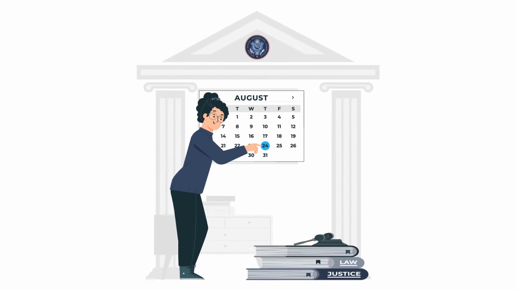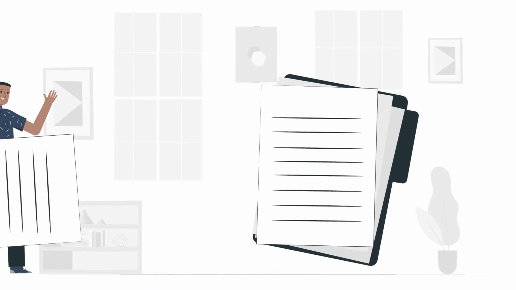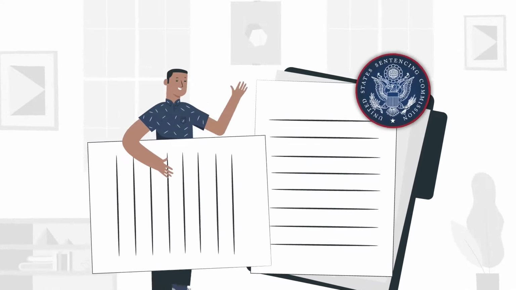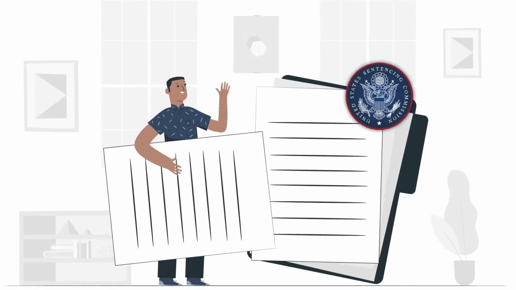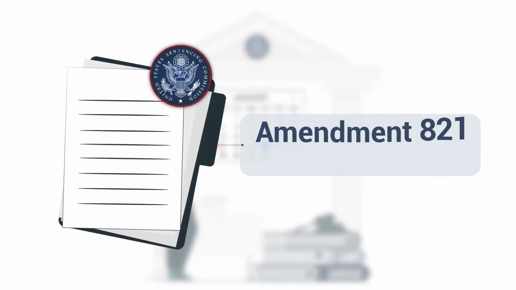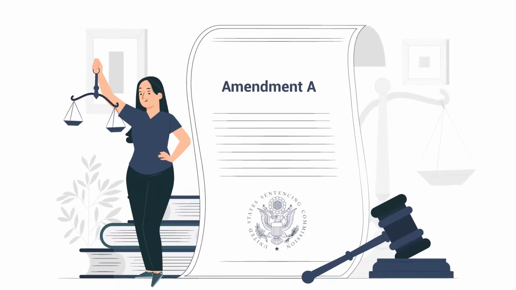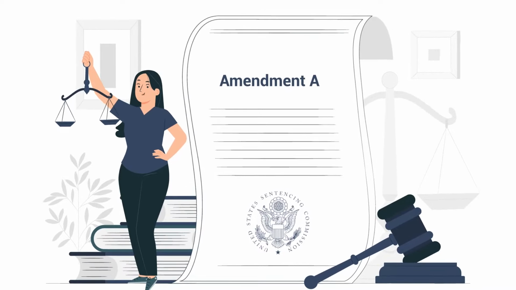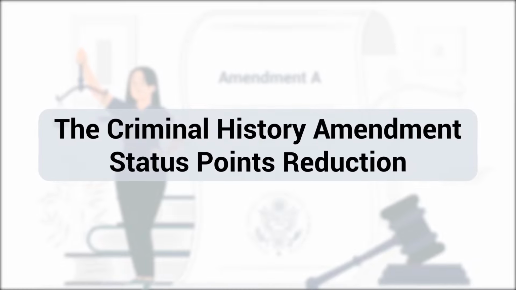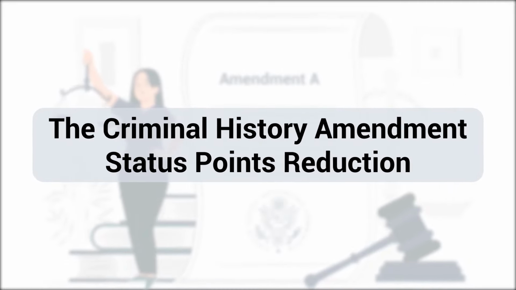On August 24, 2023, the U.S. Sentencing Commission made two important amendments to the U.S. Sentencing Guidelines retroactive, namely Amendment 821, Part A and Part B. Today we will examine Amendment A, which modifies the U.S. Sentencing Guideline 4A1.1, also referred to as a Criminal History Amendment or Status Points Reduction.